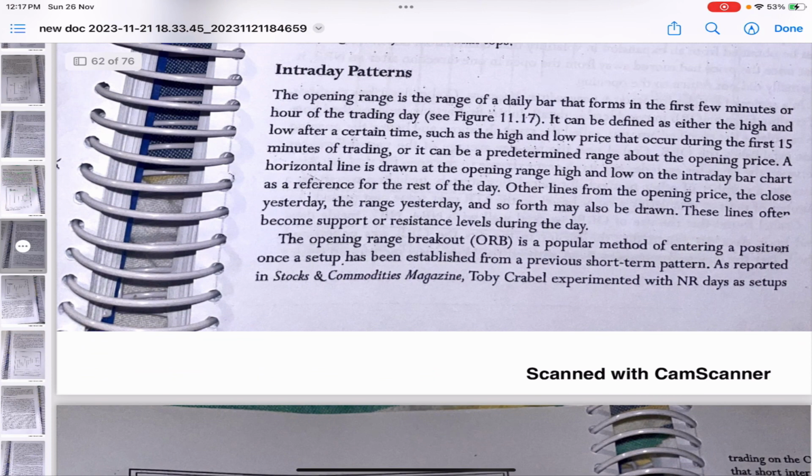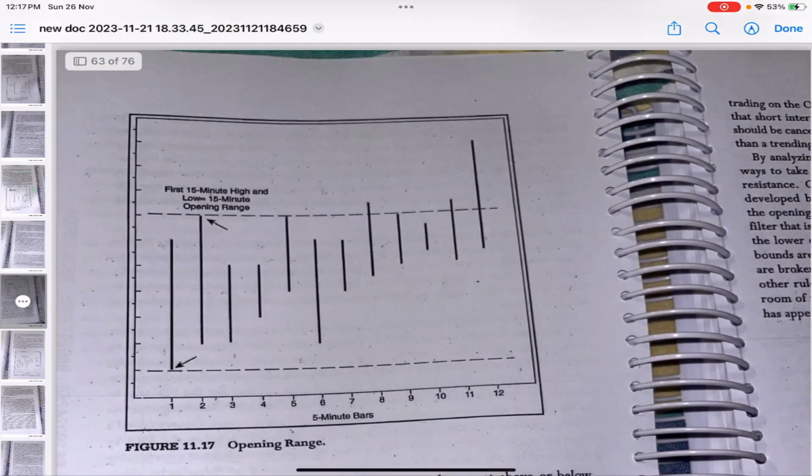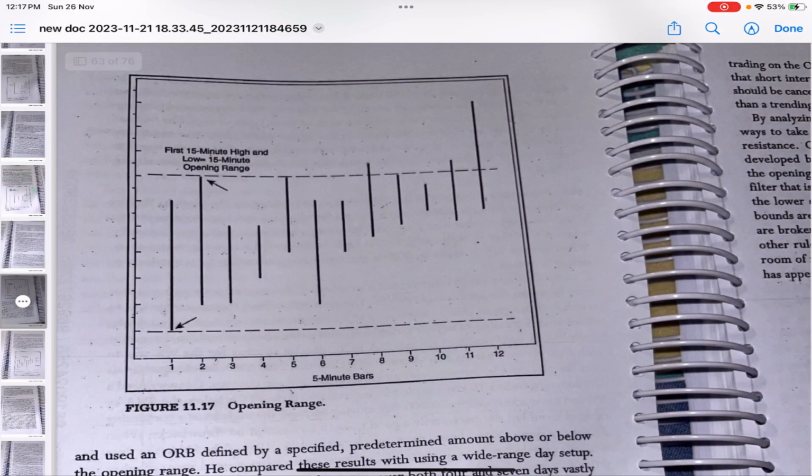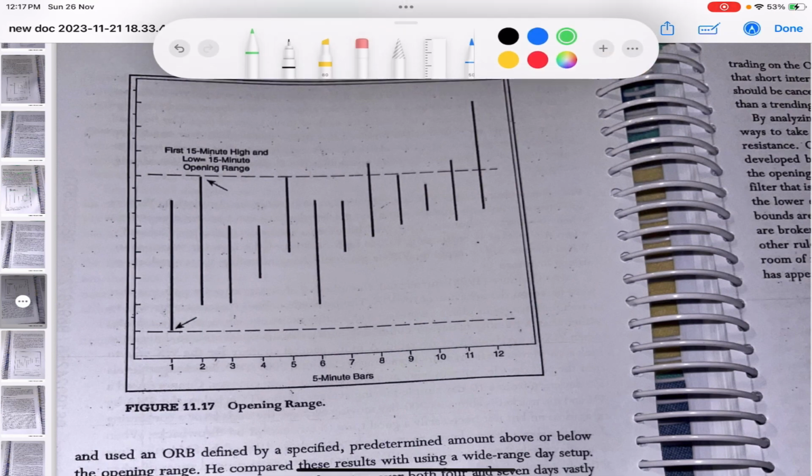Now we come to the intraday patterns. Until now we were just seeing normal patterns, which can obviously be applied on intraday charts, but if we actually go in and discuss intraday patterns, let's discuss the ORB, which is the opening range breakout. Look at this. We can see the 5-minute bars: first 5 minutes, second 5 minutes and third 5 minutes. Mark the high and low of them.